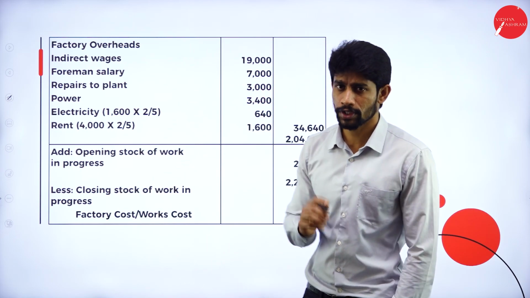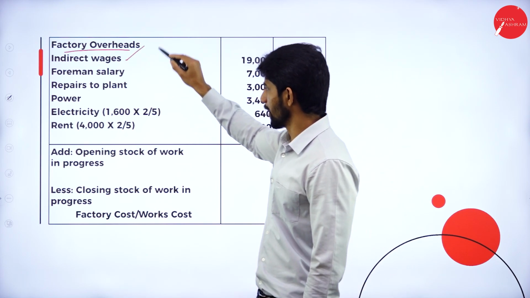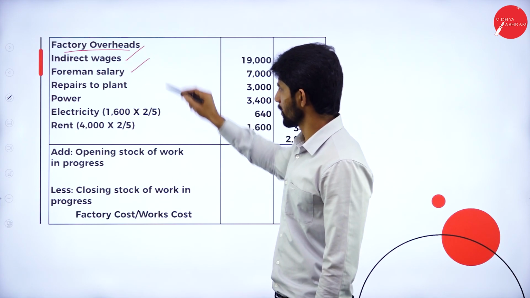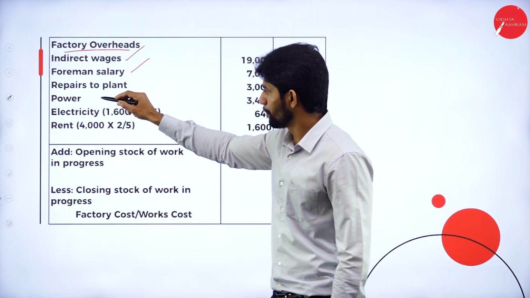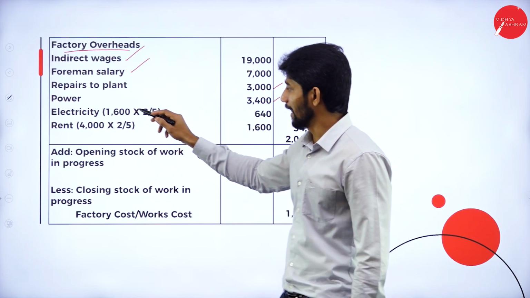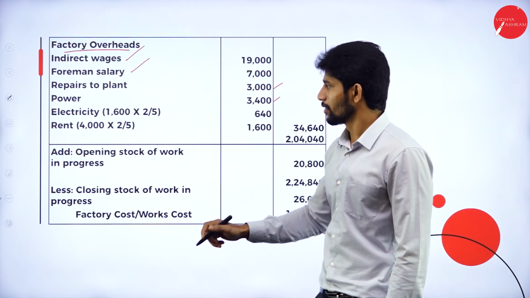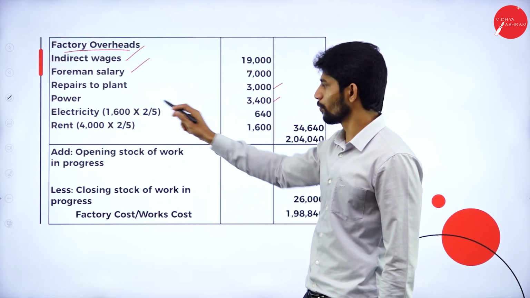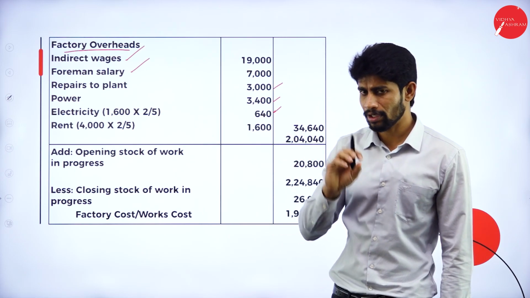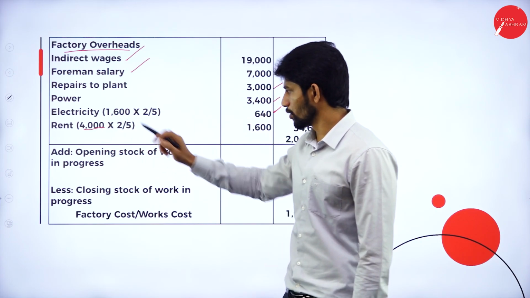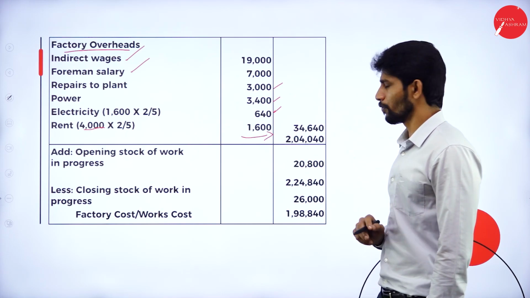Okay. Next, for prime cost, add factory overhead. For prime cost, what we are going to add? We are going to add factory overheads. With respect to that, we have indirect wages of 19,000, foreman salary of rupees 7,000, repair of plant of rupees 3,000, power of rupees 3,400, electricity. Yes, electricity should be divided in the ratio of 2:2:1. So total value is 1,600 into 2 by 5. You will get 640. Rent also should be divided in the same ratio. So total rent is 4,000 into 2 by 5. You will get 1,600. So total factory overhead comes to 34,640.